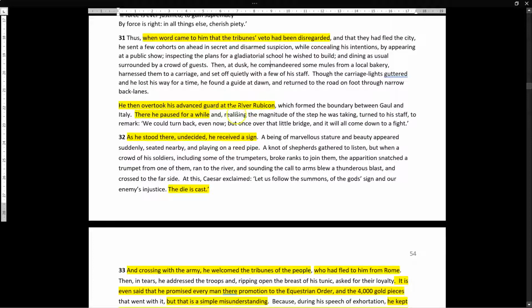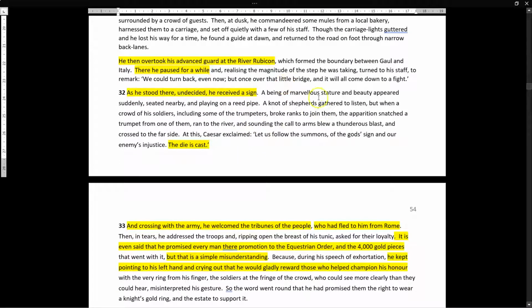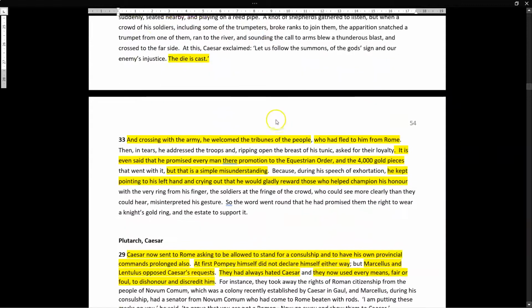So he pauses for a while and starts thinking, oh, am I doing the right thing? As he stood there and decided, he received a sign. There's some weird omen, weird thing about trumpets you don't need to worry about. The important thing is, whatever he saw or whatever thinking he had, he then exclaims, let us follow the summons of the gods' sign and our enemies, the die is cast. So in other words, he has no choice. So he decides to cross the river.